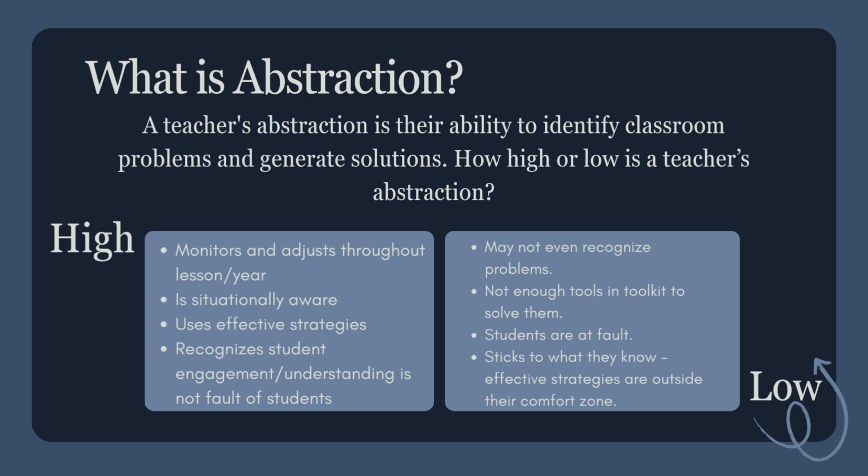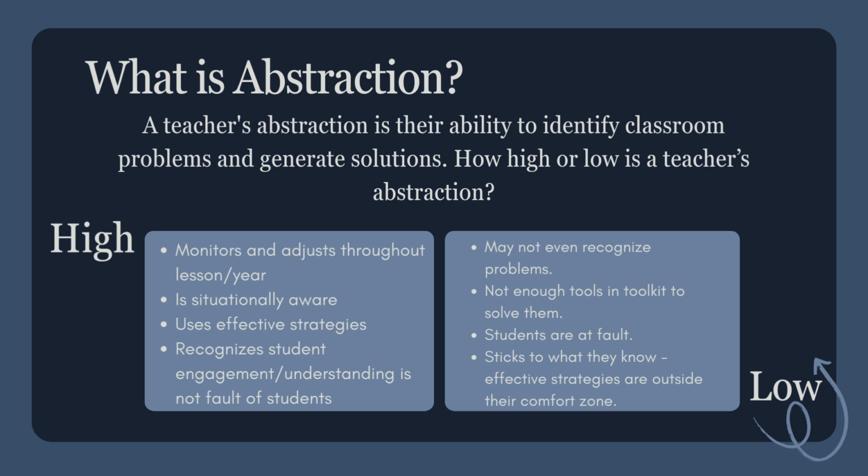First, what even is abstraction? When you go into a classroom, you're going to be looking for a teacher's ability to identify classroom problems, whether it be classroom management or if they can adjust their instructional strategies. You're going to ask, how high or how low is a teacher's level of abstraction? A teacher with a high level of abstraction can monitor, adjust and change throughout even the lesson or throughout the year. If something changes within their lesson, they can say, oh, I need to fix this. Or even throughout the year, if their data is showing little growth, they can adjust their teaching strategy.